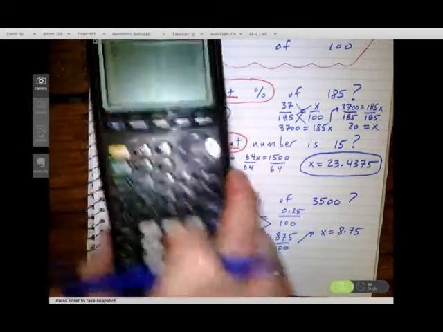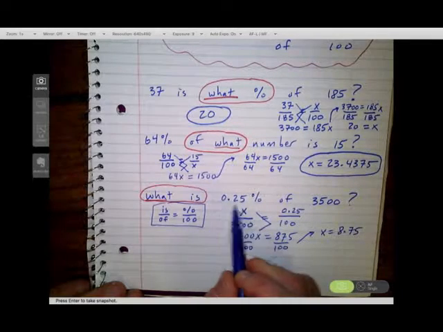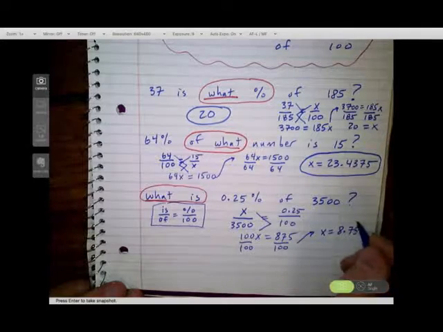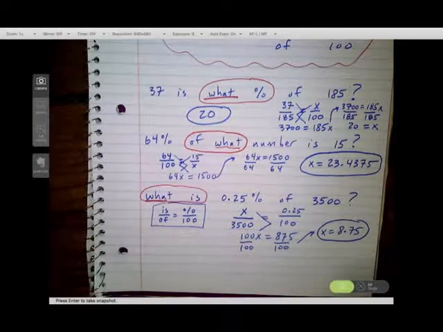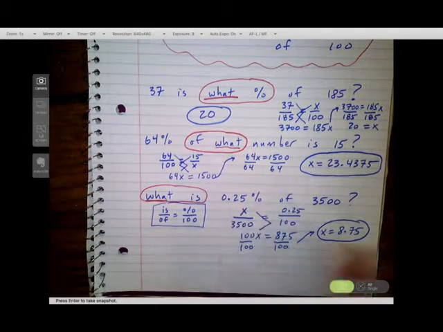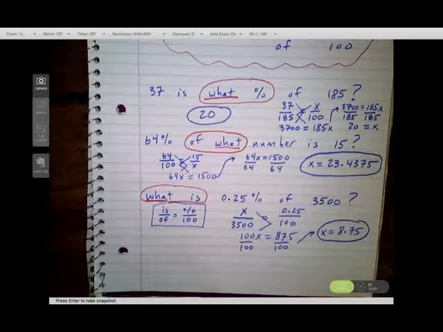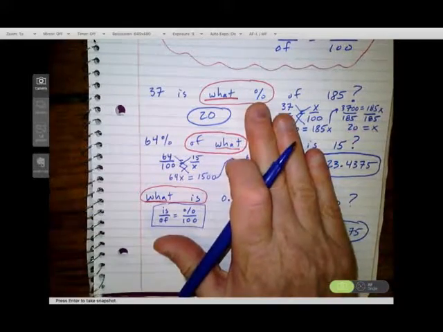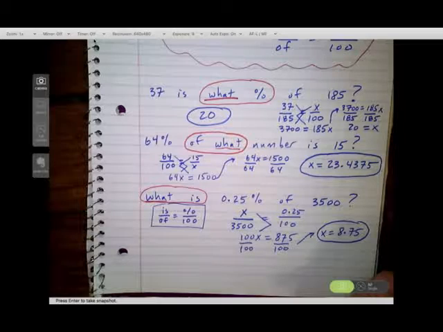Okay, let me clear all those guys. So 0.25%, well, that's a really small part of this number. So for it to be 8.75, that makes perfect sense. Okay, 50% is half. And so 0.25%, that's a really small part. So there you go. Here's the 3 different kinds of problems. Figure out where the variable goes in your proportion and then cross multiply and solve.